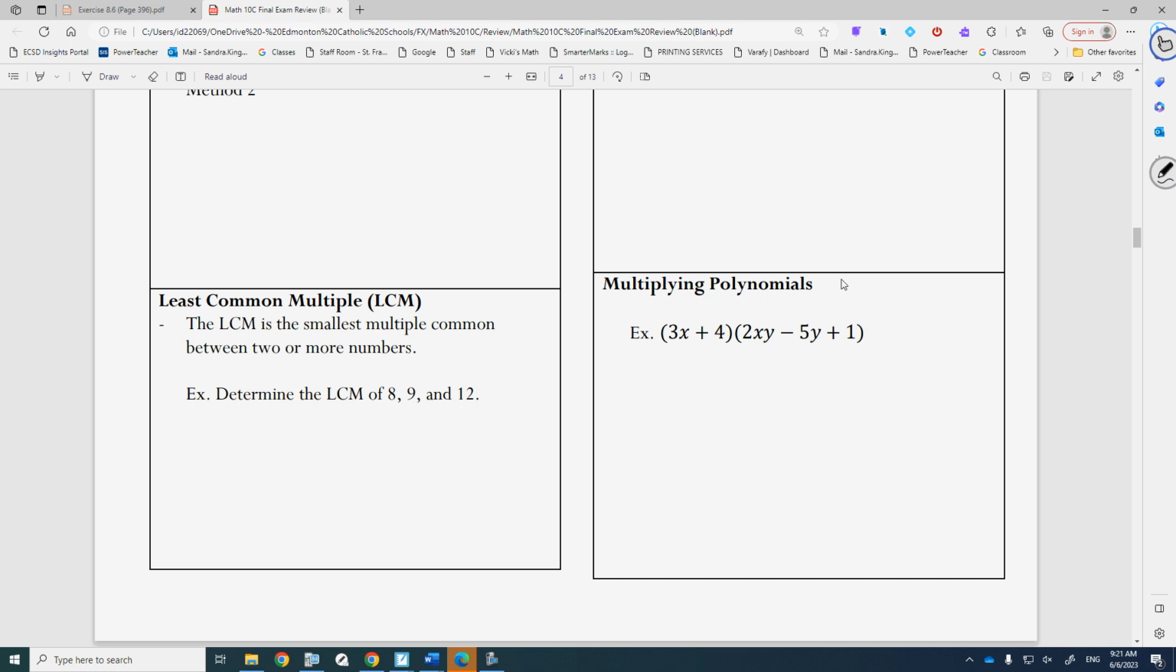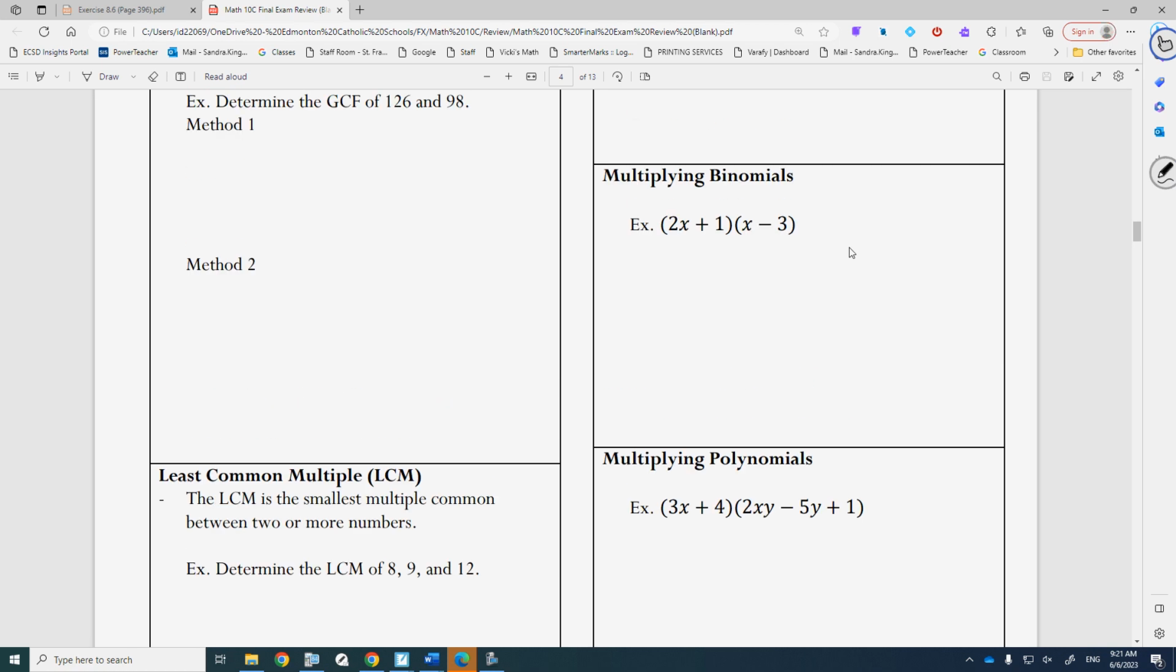Okay, see if you could find the GCF of these two numbers. If I took the prime factorization of 150, I would get 2 times 3 times 5 times 5. The prime factorization of 420 would be 2 times 2 times 3 times 5 times 7.